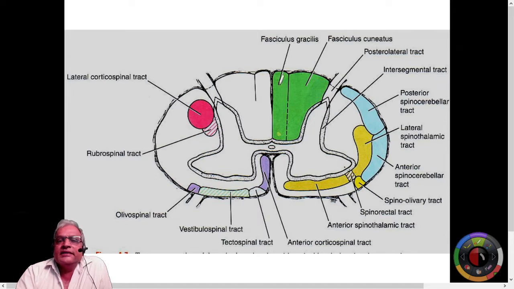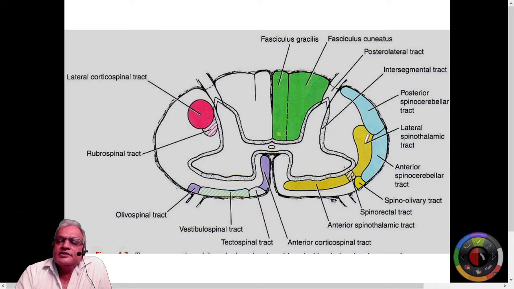So here what you see is, it always starts with spino and then goes to another place. So the spinocerebellar tract goes up there. So you have a posterior spinocerebellar tract and a lateral spinocerebellar tract. Similarly, you have a spinothalamic tract which goes in the lateral funiculus.